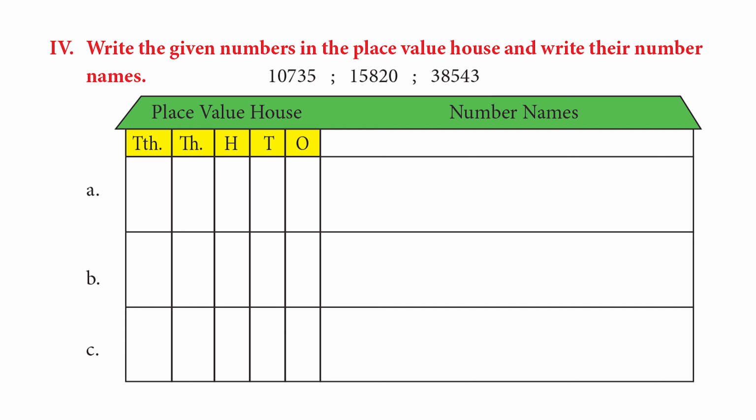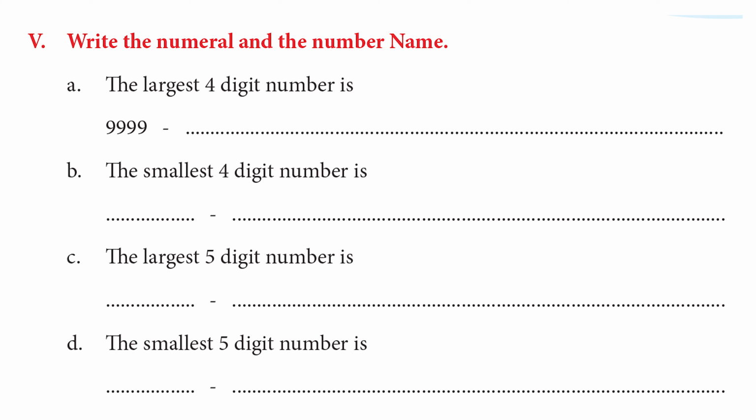Write the given numbers in the place value house, and write their number names as well. There are 4 sets of numerals that are given for us. 10,735, the second number is 15,820, and the third number is 38,543. So all of them are 5 digit numbers, and you will need to use the 10,000th place. All right. So you remember, when you're writing a 5 digit number, you will always have a comma after the thousands.